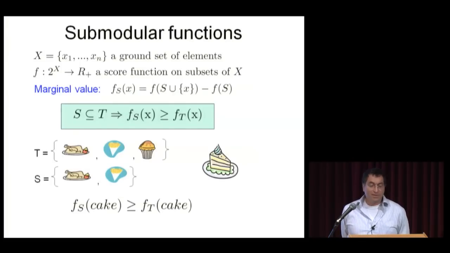Let me give you an example. Assume that you think about your dinner. If you already have chicken, fries, and a muffin, and you're thinking about eating a cake, the marginal value is smaller compared to the case that you have only chicken and fries. Unless you don't like fast food. But anyway, that's the meaning of a submodular function.